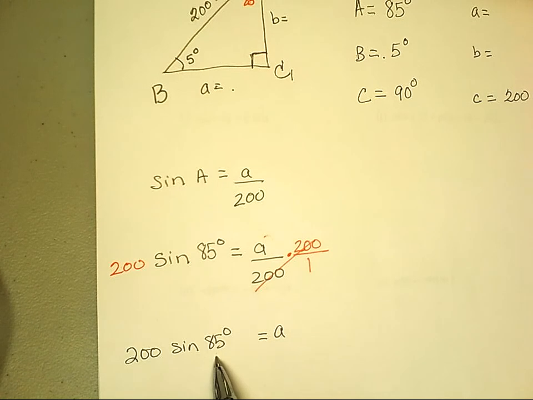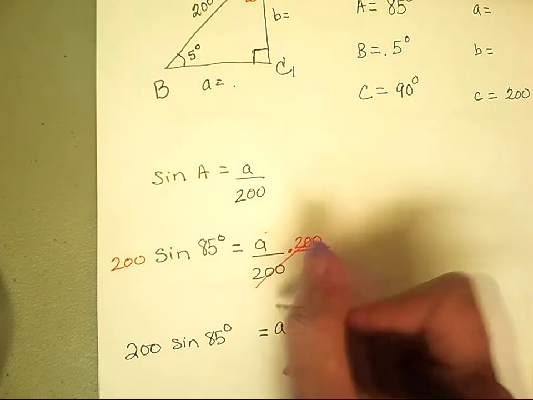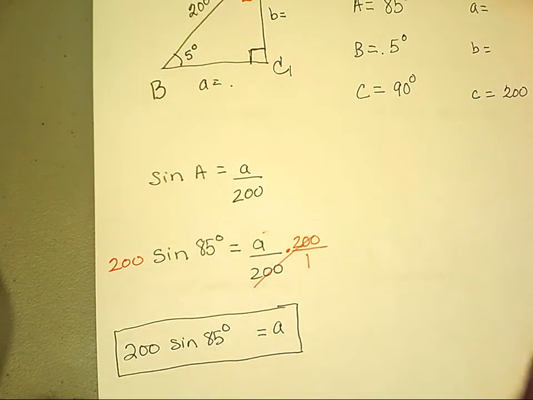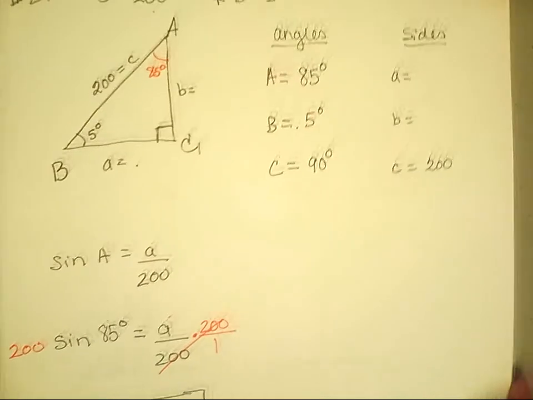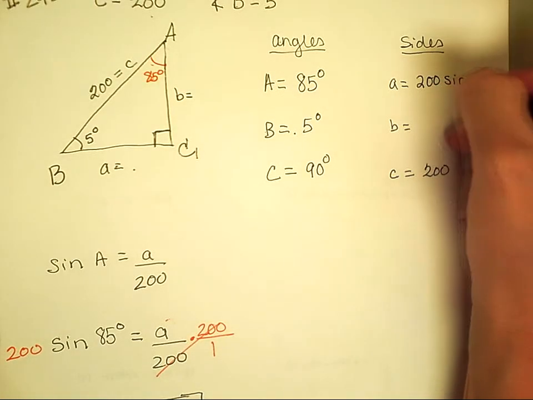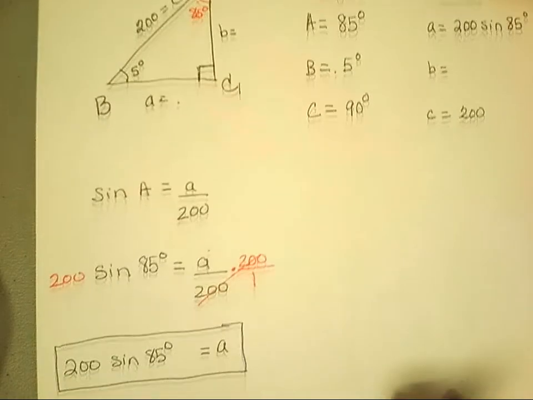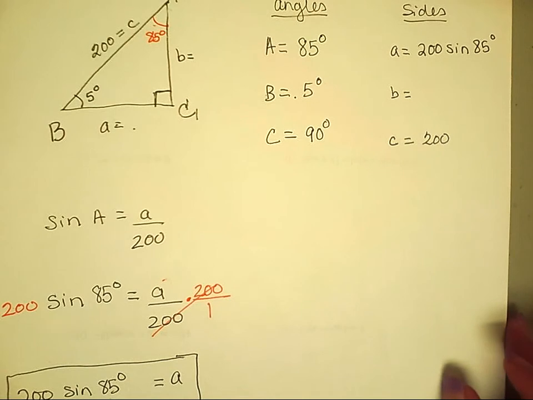Now, the sine of 85 degrees is not one of our known values on the unit circle. So this is an irrational number. And so we write it like this as the exact value. And this is how you'll be writing it on your exams. So the side A is 200 times the sine of 85 degrees. And that's what you would just list there.